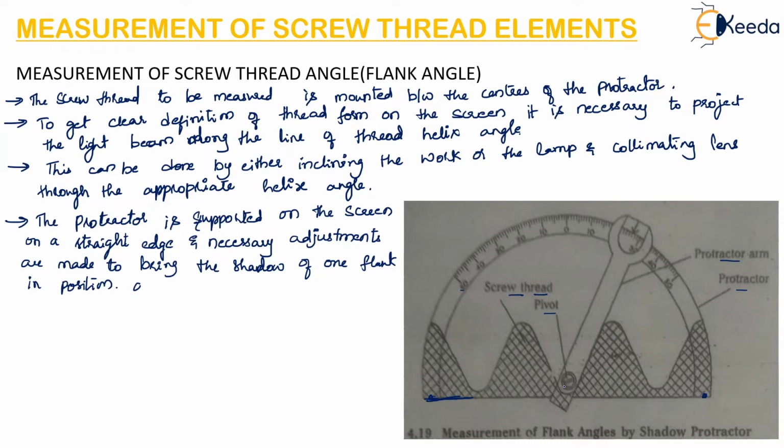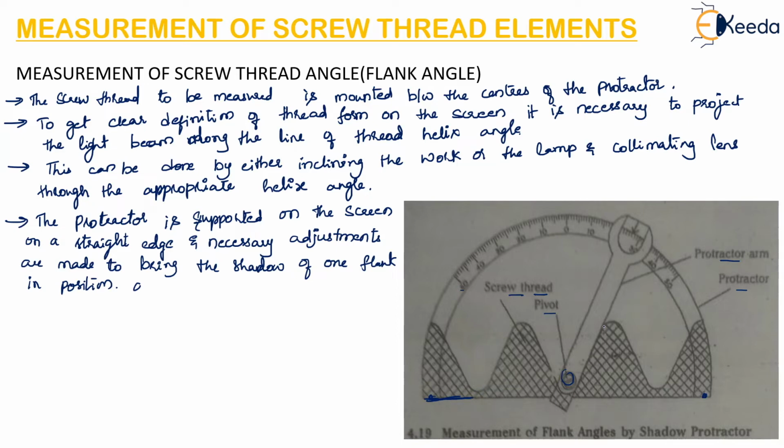The pivoted arm, that is this projector arm which is pivoted, is then rotated until the edge of its shadow is parallel to that of the flank.